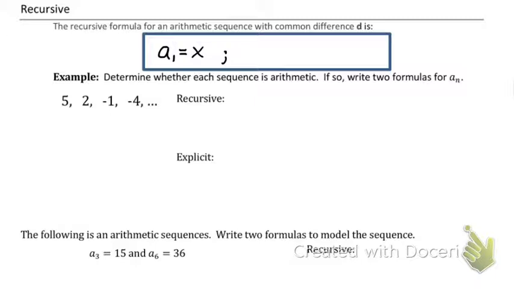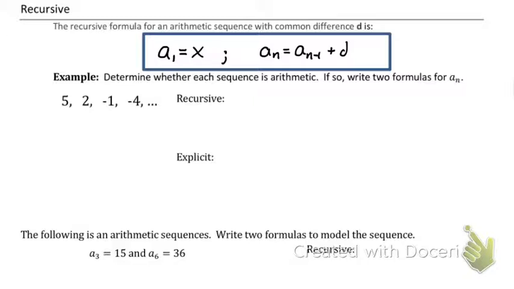Now, our equation is going to be, make sure I didn't miss anything. I did not. Okay, our equation is going to be the term you want is going to equal the term before it plus your common difference. Remember, we just keep adding a number over and over. So this will be plus your common difference. You need to have this to have a recursive formula.